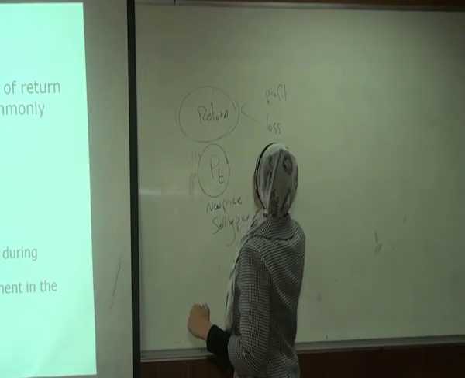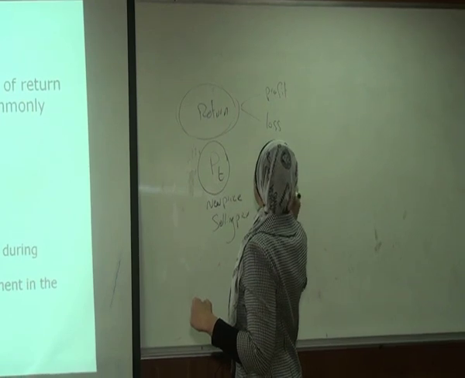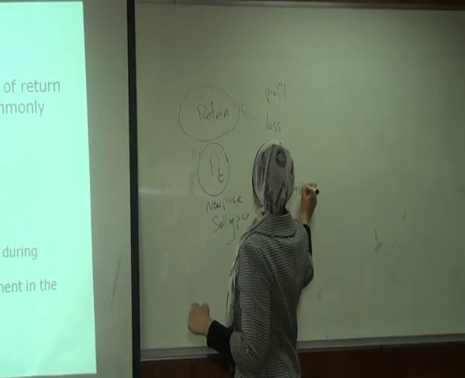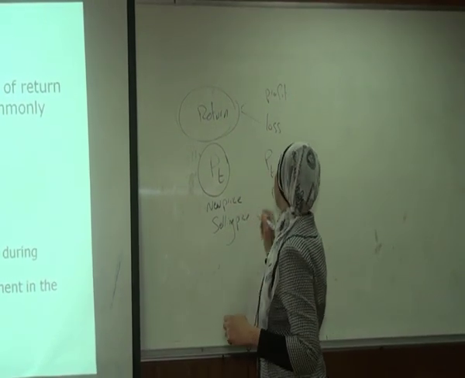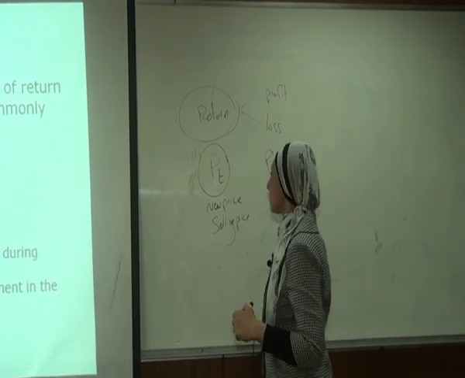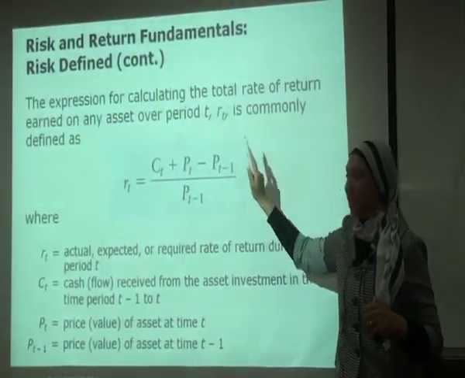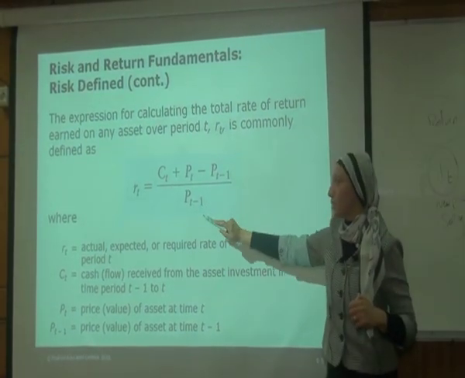Okay, we need to know also the price of n periods ago, or it's the purchasing price, old price. So it's the new price minus old price divided by old price.